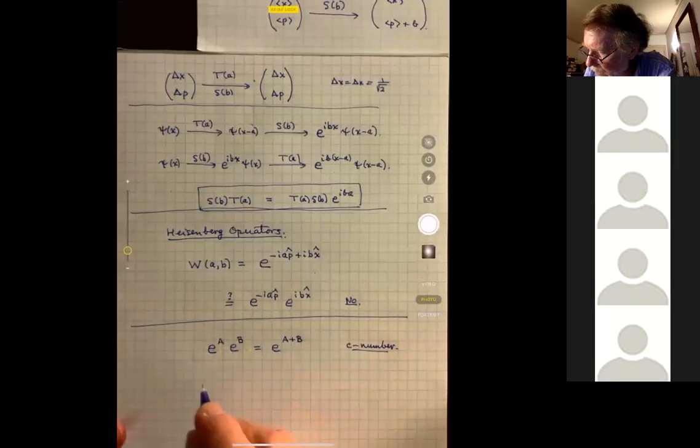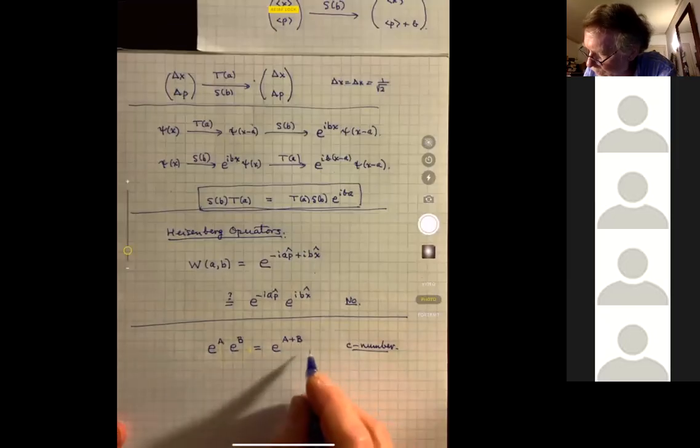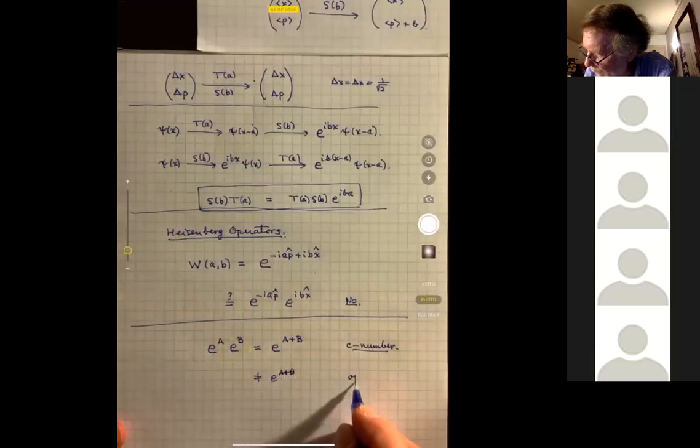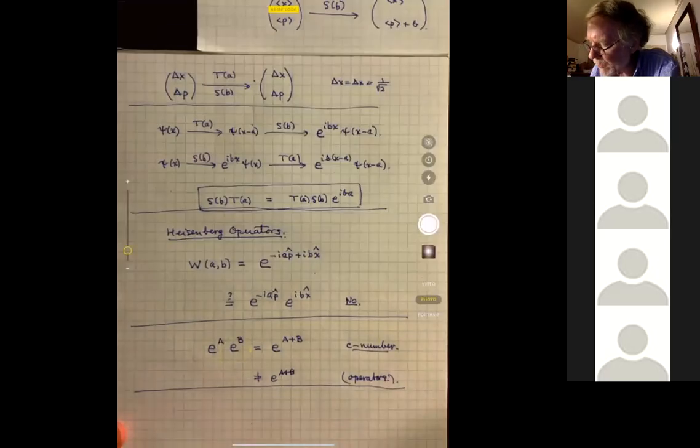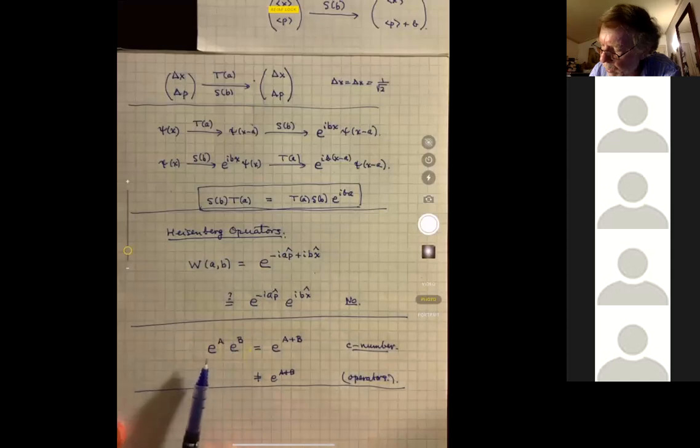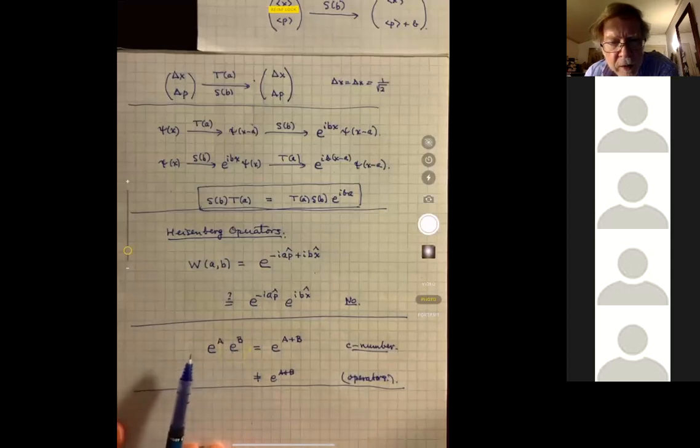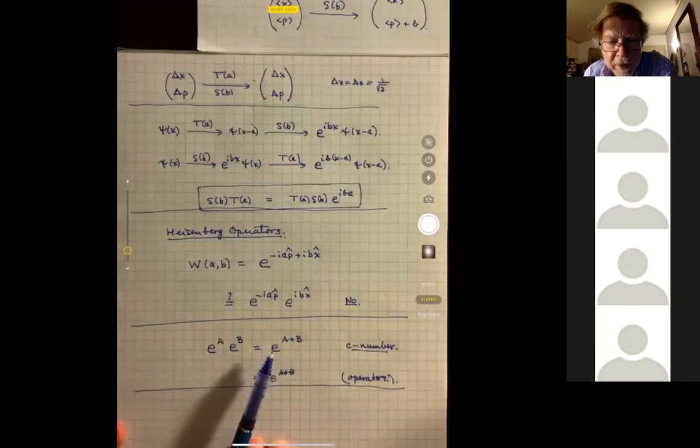But if they're not, if they're operators, then this is not equal to e to the A plus B in general for non-commuting operators. If the operators commute, then it's still true. But for non-commuting operators in general, this is not true. And so this is something that we frequently want to do in quantum mechanics. We want to compose or multiply together two exponentials of operators, which however do not commute with one another. And so we can't use the simple C number formula. That doesn't work.